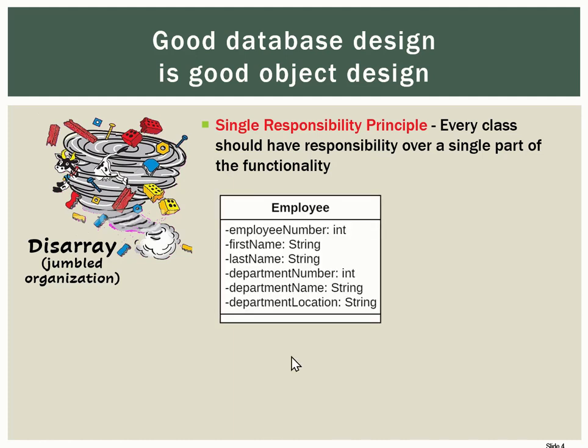Here you see an employee class, and it has certain attributes: employee number, first name, last name, and then it has department number, department name, and department location. What a jumbled, disorganized mess this is. This is not what you would do. You would not stuff everything into the employee class.